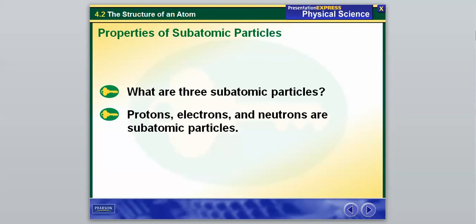And so to start here, we're just going to go over the 3 subatomic particles, and remember, subatomic means smaller than an atom, and so we have 3 subatomic particles, and those are the protons, the electrons, and the neutrons, which hopefully we have heard of these before. So to start, we're just going to get the general properties of each one of these.